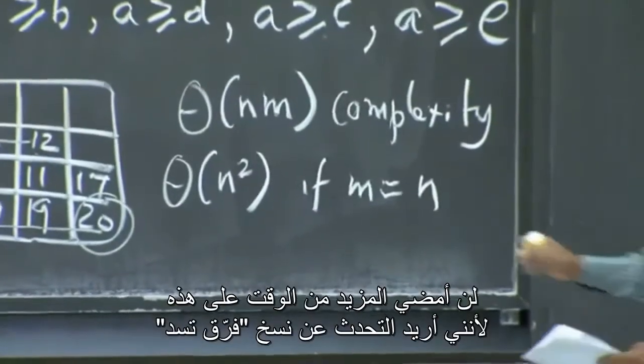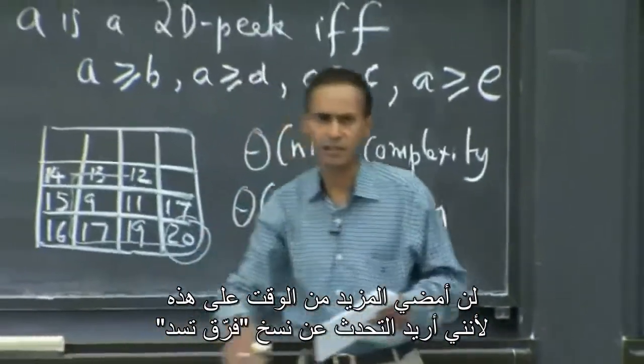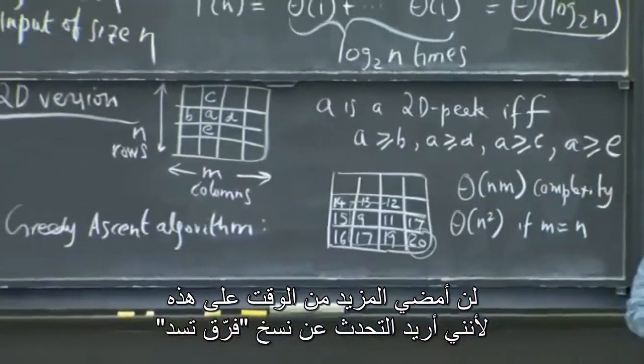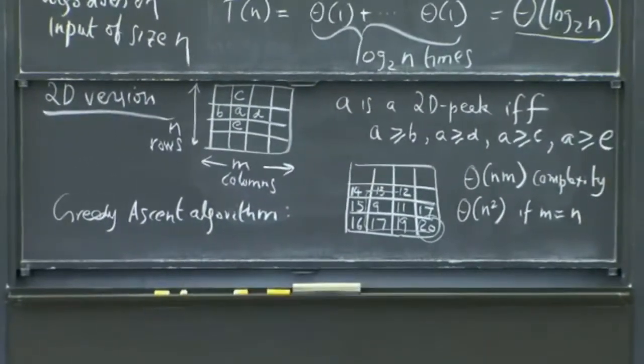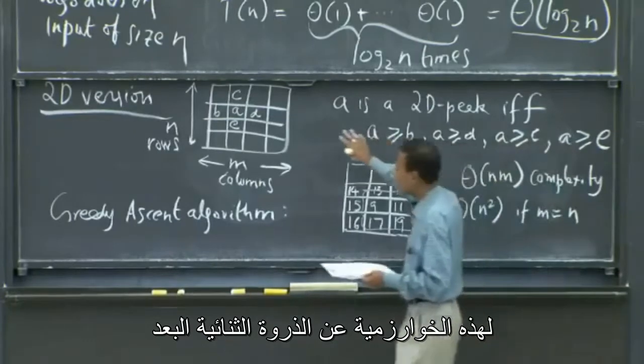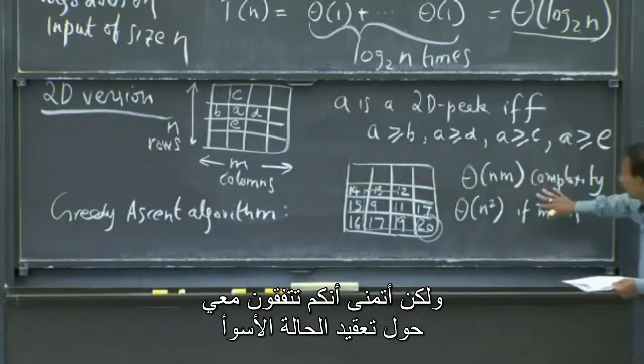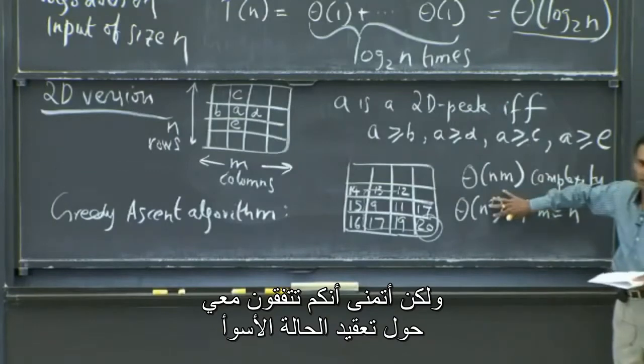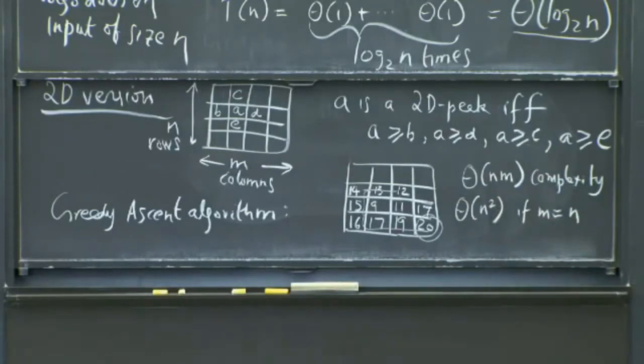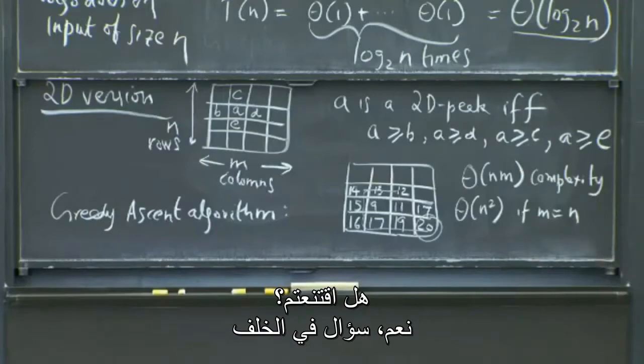I won't spend very much time on this because I want to talk to you about the divide and conquer versions of this algorithm for the 2D peak, but hopefully you're all with me with respect to what the worst case complexity is. All right? People buy that? Yeah, question back there.